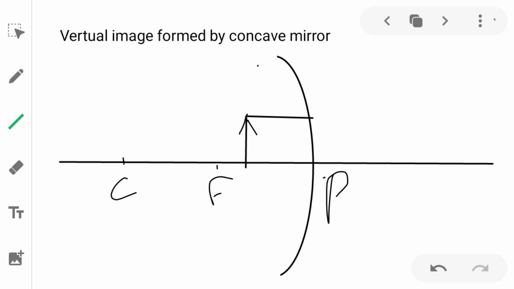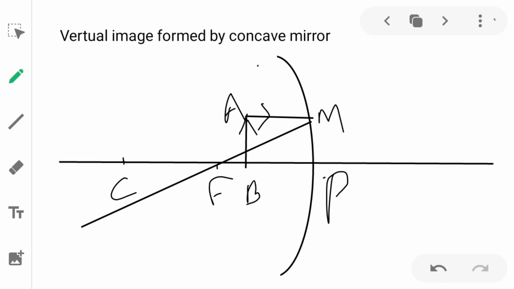So after reflection, it passes through the principal focus. So the direction of the incident ray is AM. This is my object AB. The incident ray is AM and the reflected ray is MF, which is passing through the principal focus.